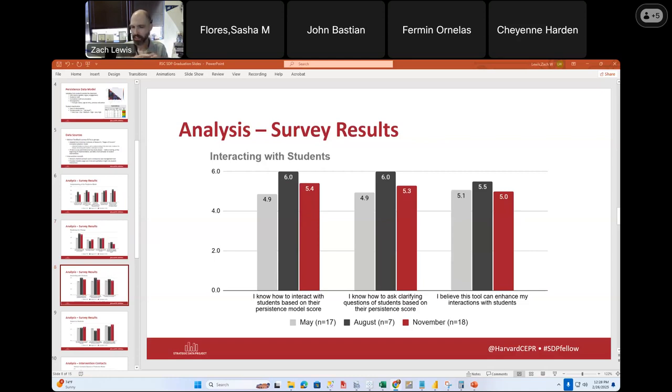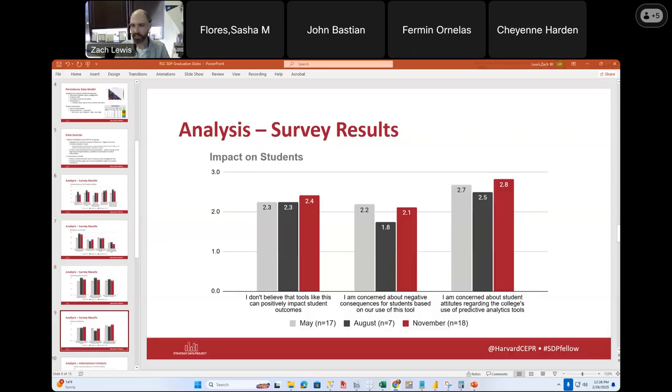So while we have seen a little bit of movement in the belief that predictive modeling can help to benefit interactions, we're acknowledging that the lack of really robust change in this data suggests that there are probably still some opportunities to strengthen this area of the work specifically and help advisors feel more confident in the ways that they're interacting with students.